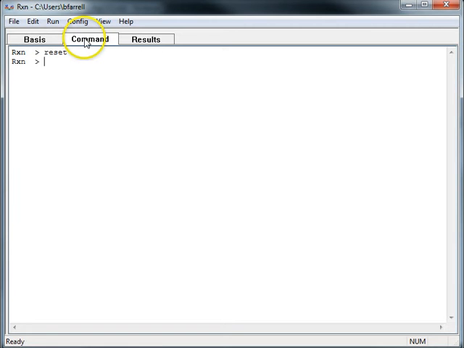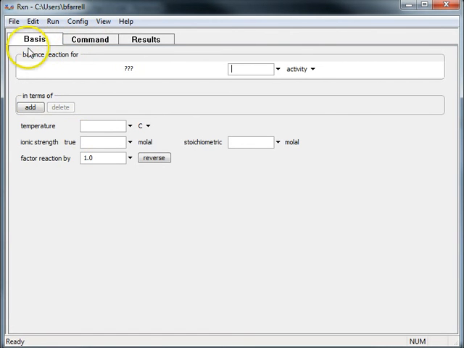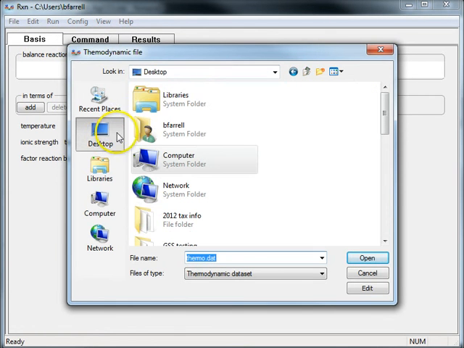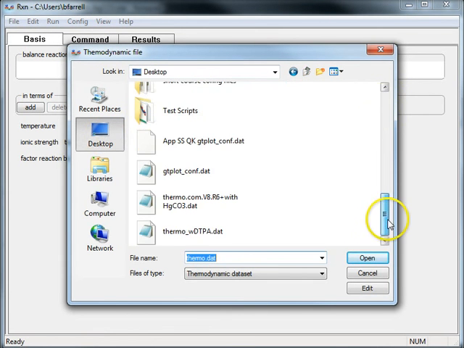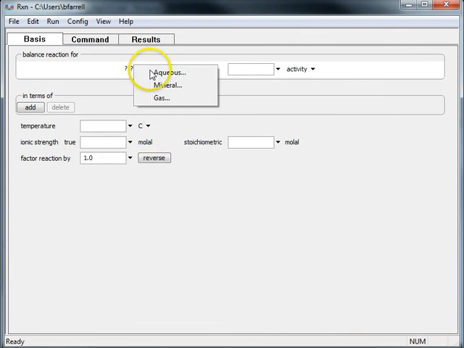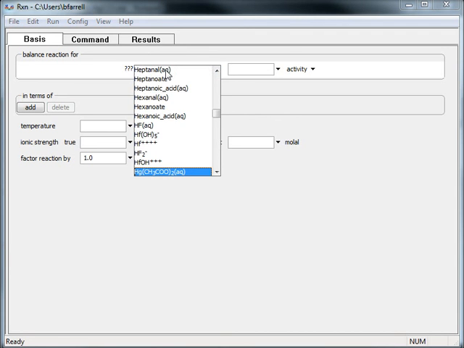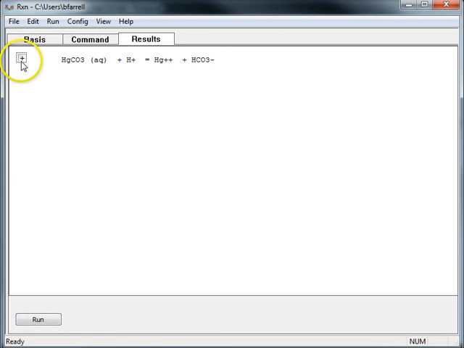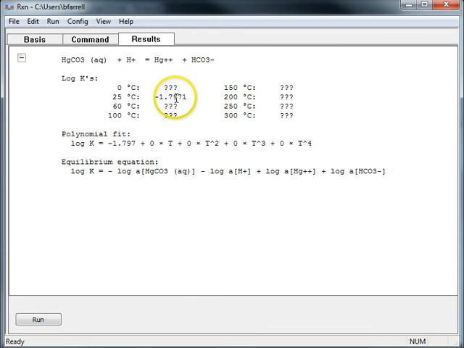So reset, clear, so we start with a blank slate, and now we'll open a data set. This is the one we just made. Now we can find the aqueous species, HgCO3 aqueous. And now it's written in terms of our default basis species. And it has a value that's good at 25 degrees Celsius and only 25. So that's just what you want. So that's how you rewrite a reaction and add it to a different data set.